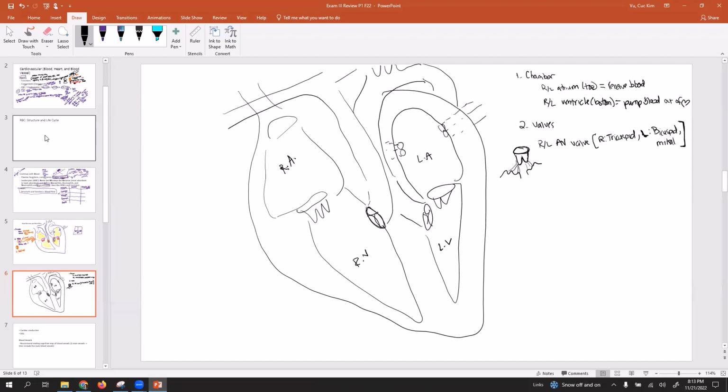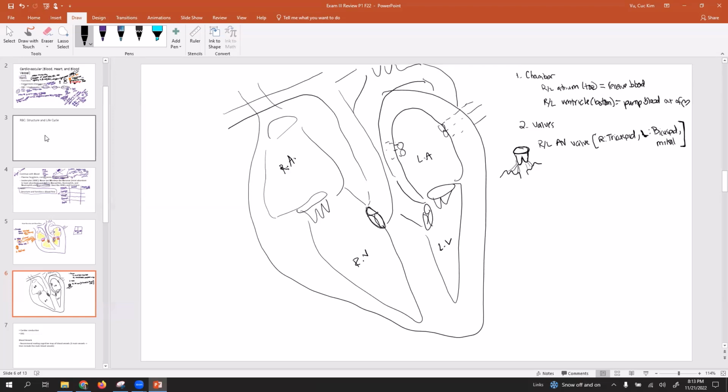Okay, so on the test, if you write either the right AV valve or the tricuspid valve, either way is fine, but there's no right tricuspid valve. So make sure that you are attaching the sequence of the name correctly.